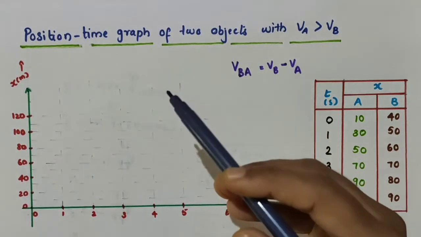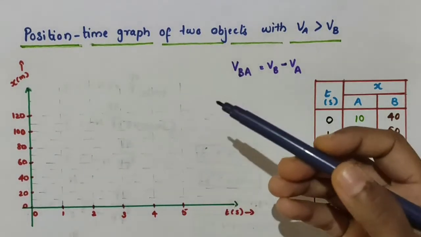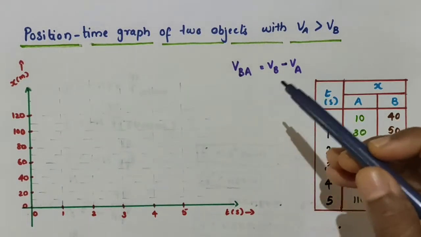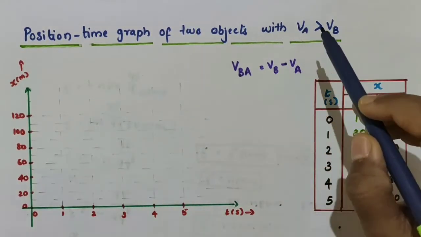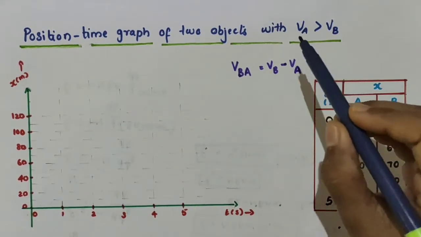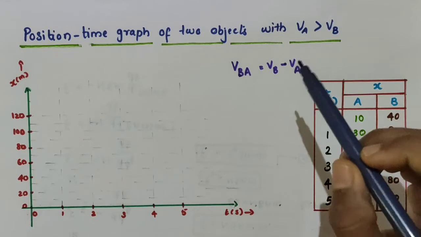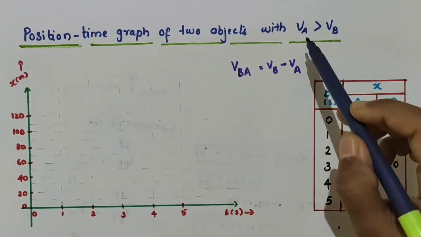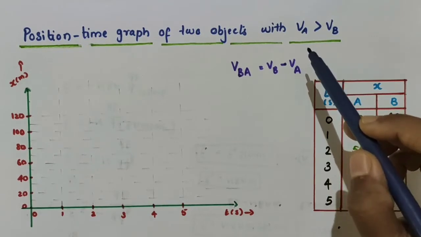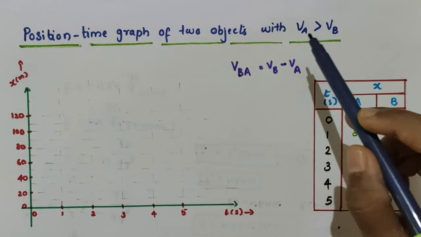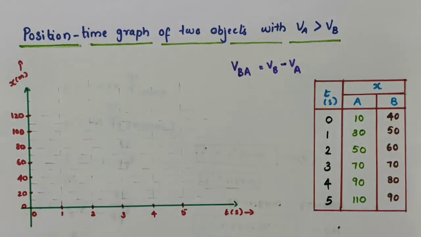So here we are going to talk about the position time graph of two objects A and B which are moving with unequal velocities. That is, we are considering a case where VA is greater than VB. We have two objects A and B, both moving with different velocities. So we are considering the average velocity of A to be greater than the average velocity of B.